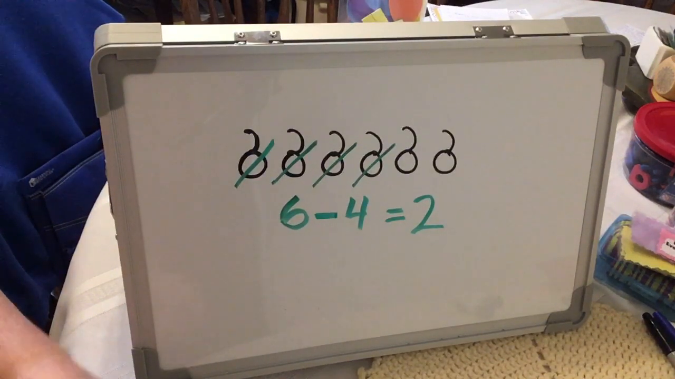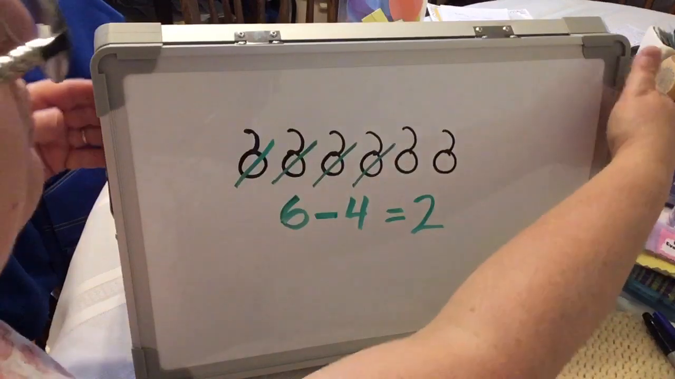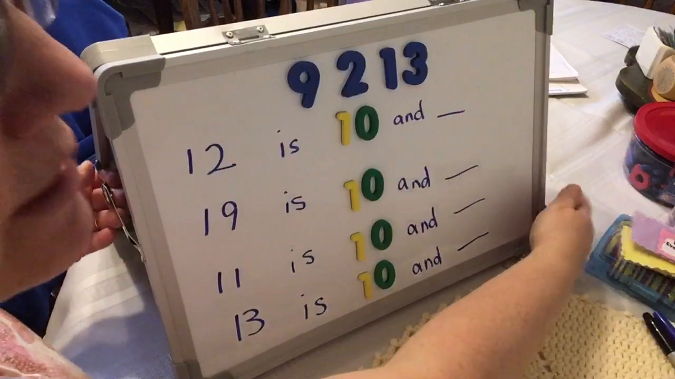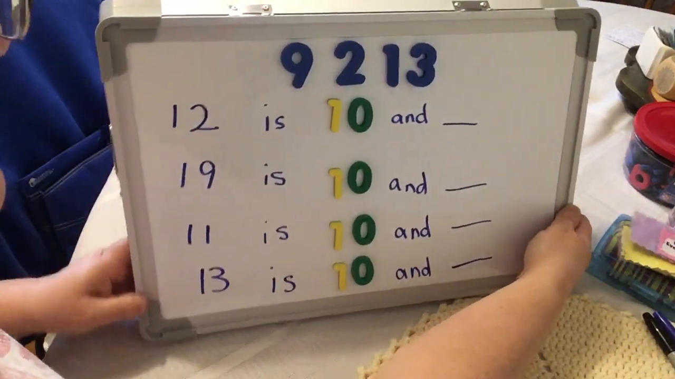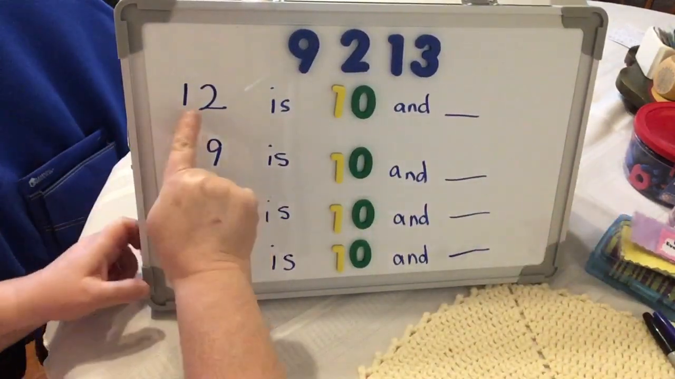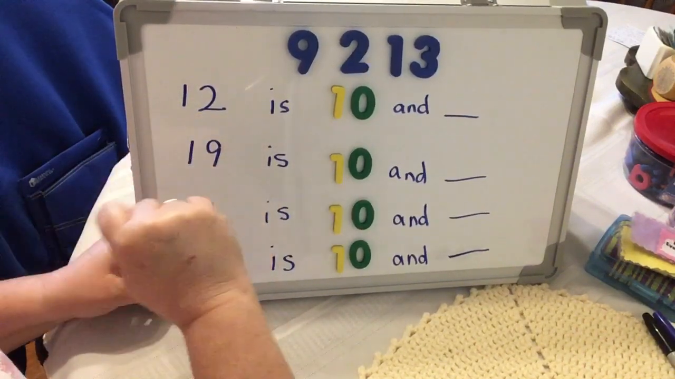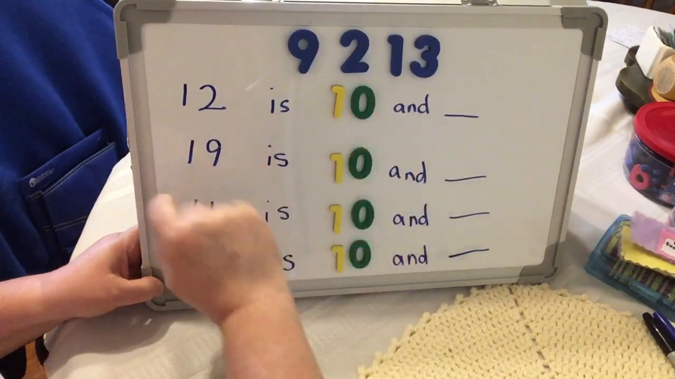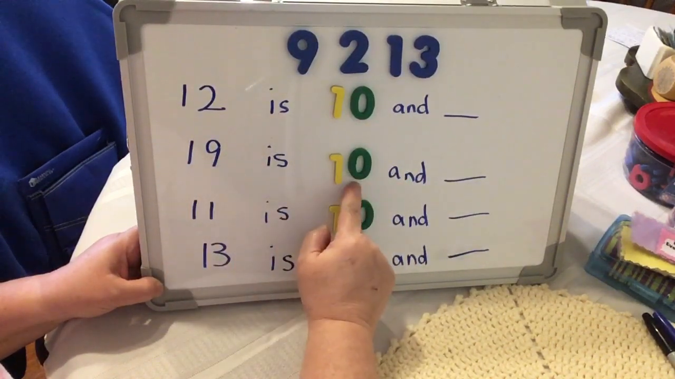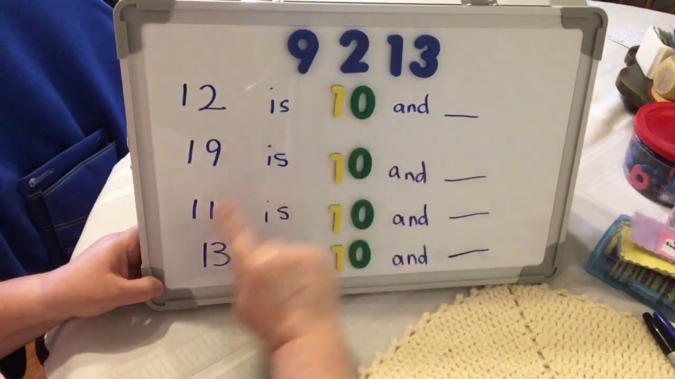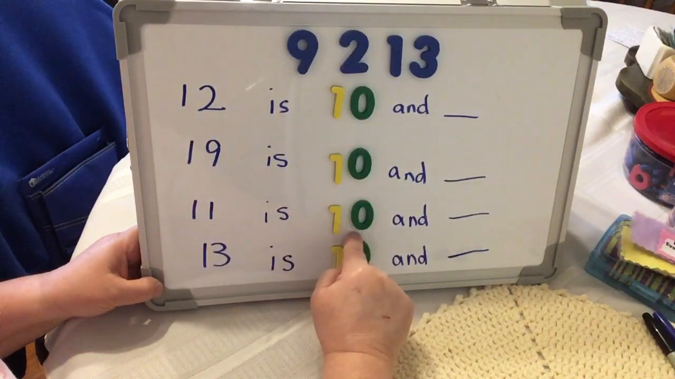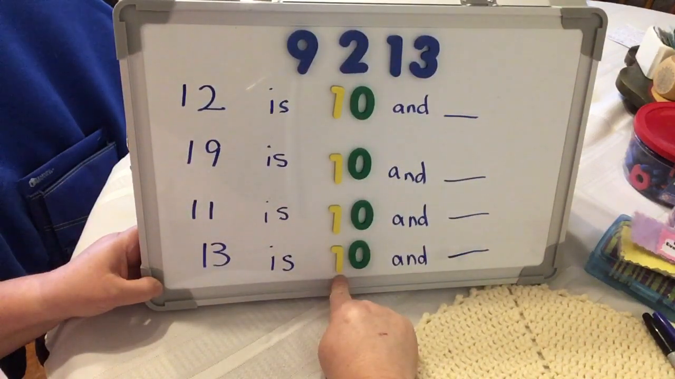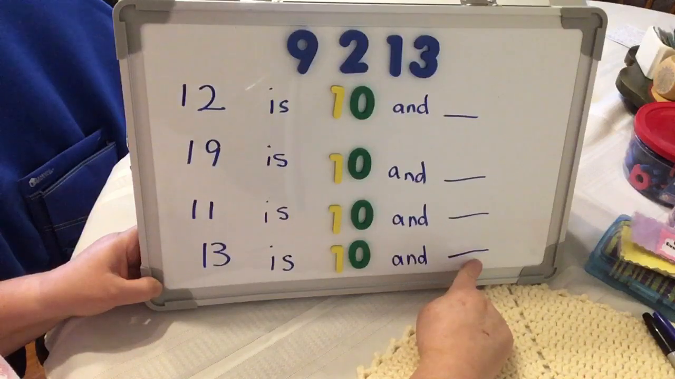Okay, so today we're going to be working some more with teen numbers. So I want to get this side of the board all set up for you. Here we go. So let's do a little bit more practice. And let's think about the number 12. 12 is 10 and how many more? 19 is 10 and how many more? 11 is 10 and how many more? And 13 is 10 and how many more?